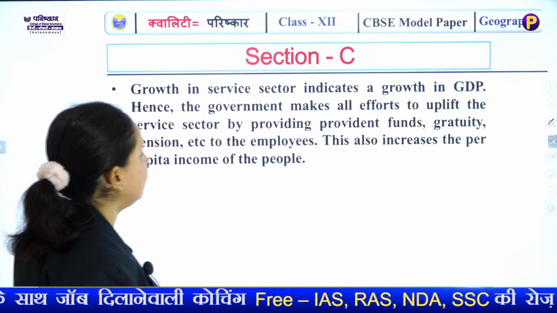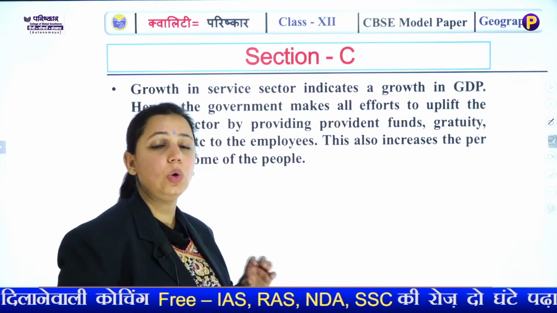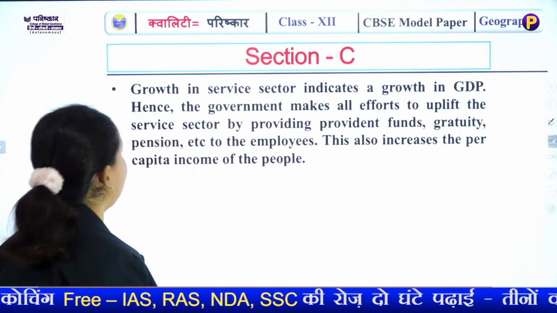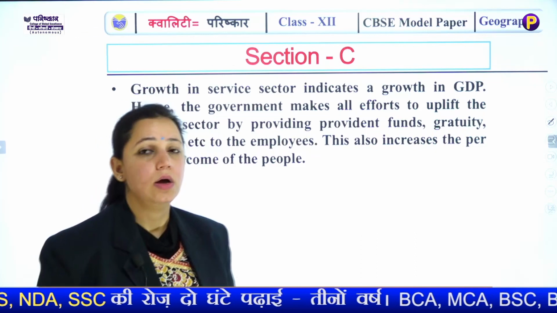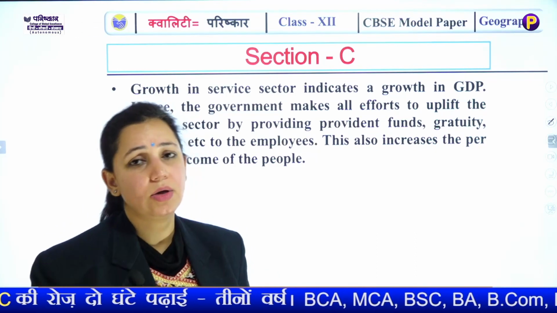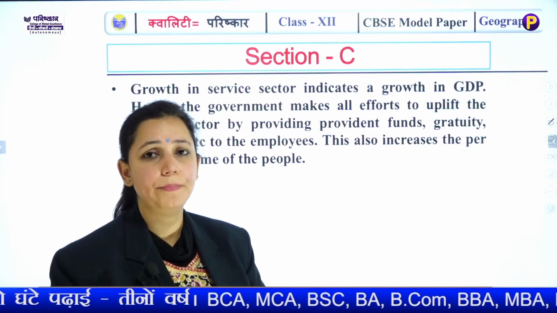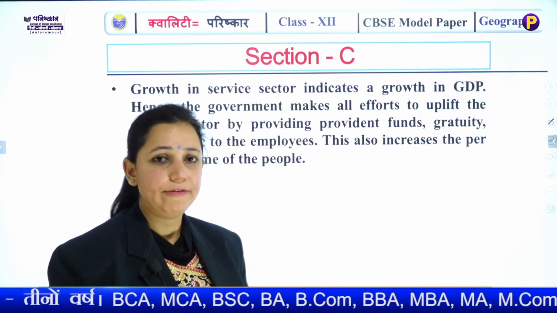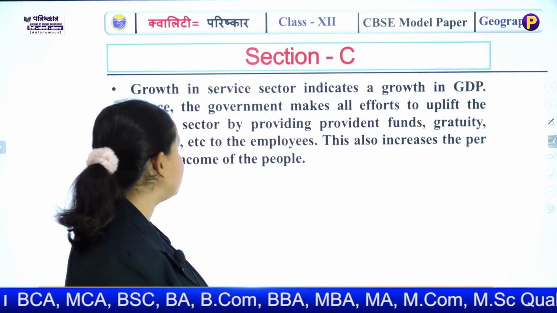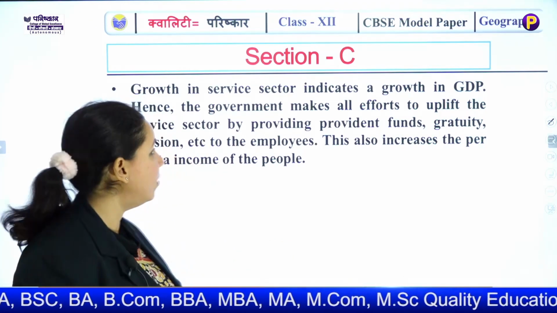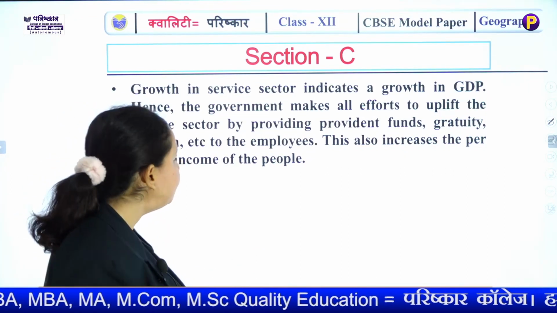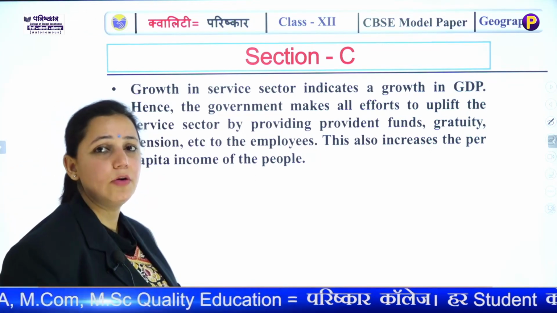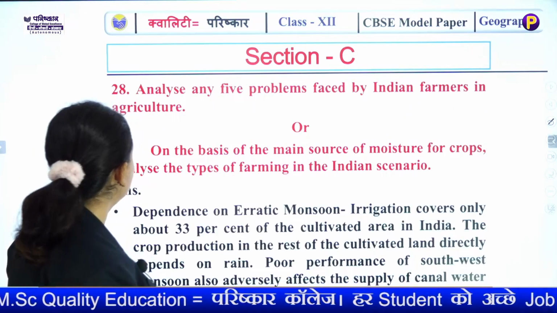Growth in the service sector indicates growth in your total GDP, the country's GDP. Hence the government makes all efforts to uplift it. If the revenues of the government are increasing, then the government is also making efforts to grow the service sector by providing more funds, gratuity, and pension to the employees. So it increases the per capita income of the people.